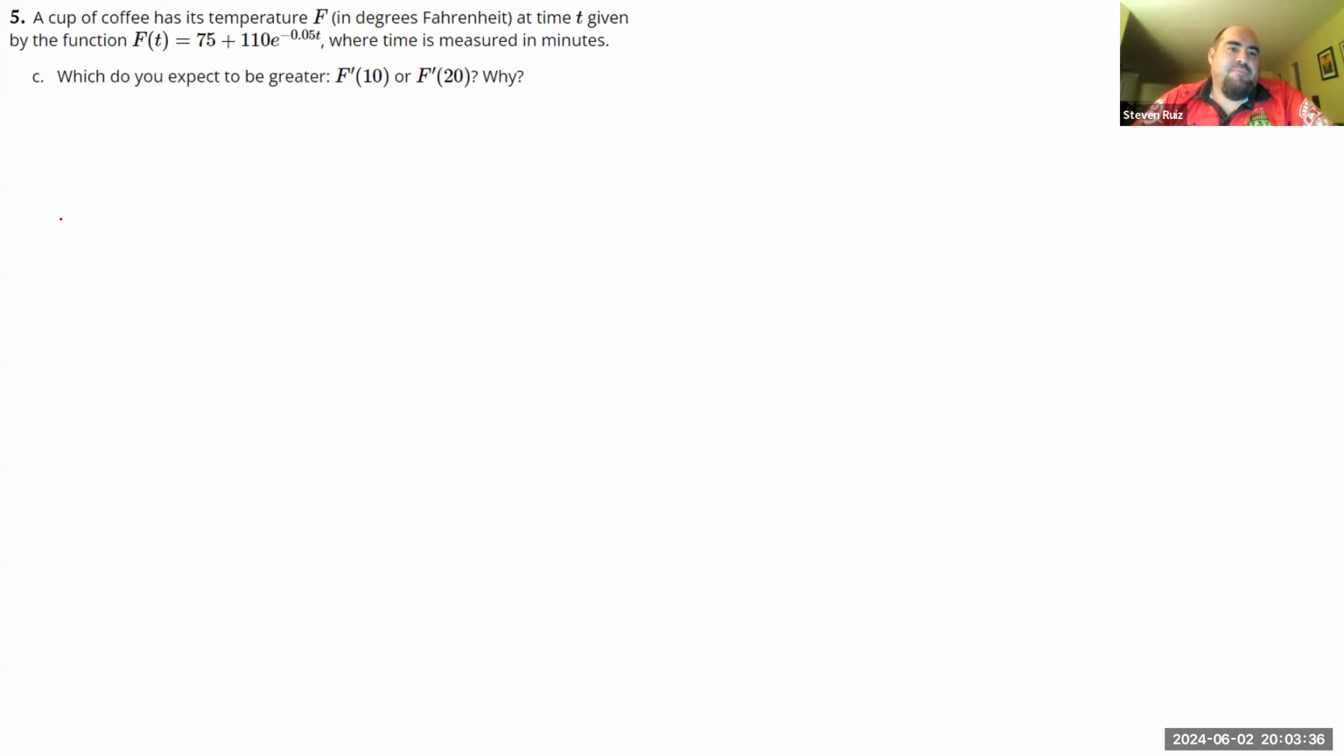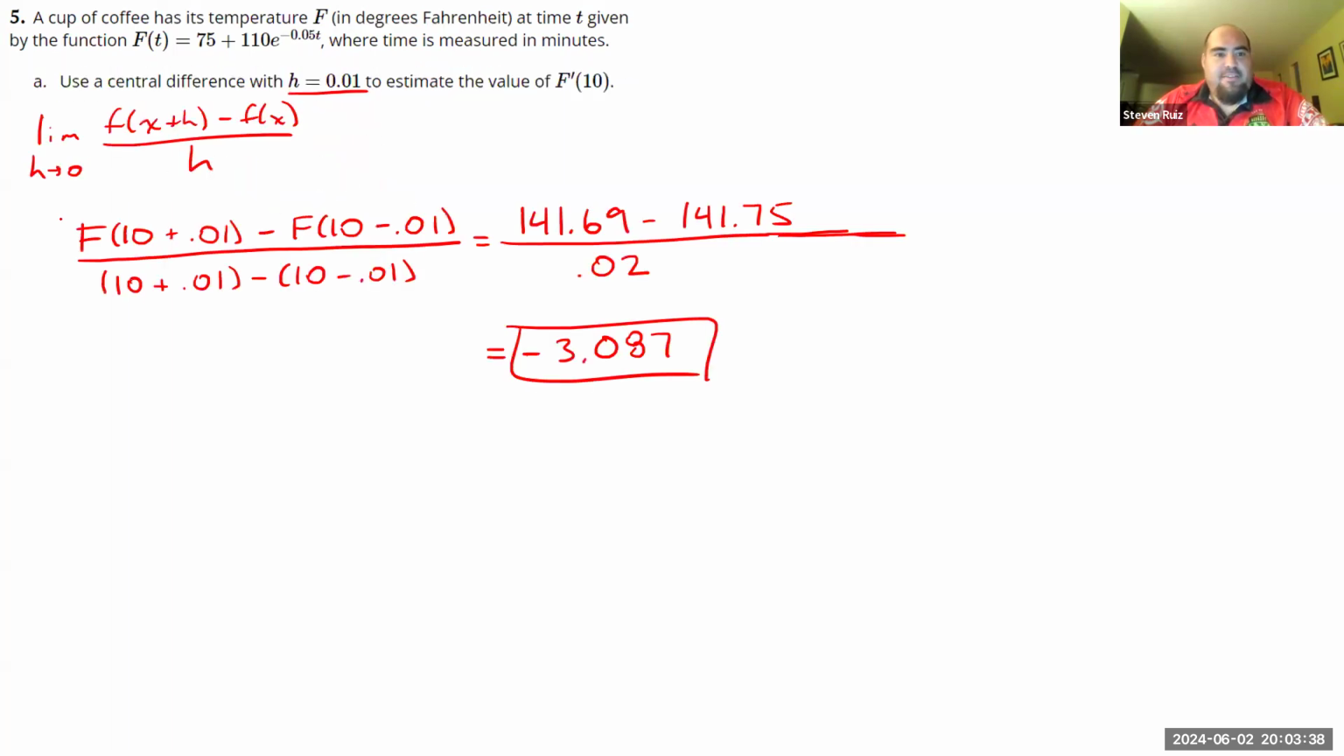And if we think about the temperatures, let's remind ourselves where these numbers came from. This right here was f of 10.01, so the temperature slightly after 10 minutes. And this right here was the temperature at 9.99, so the temperature slightly before that 10-minute mark.